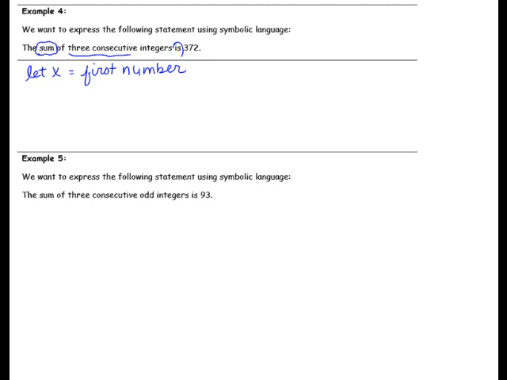The sum, so we're going to be adding them together. So we'll have the first number plus the second number plus the third number is going to be equal to 372. X is your first number. Remember that consecutive numbers means in a row. So let's just say, for example, that the first number was 4, then the next number would be 5, and the next number would be 6.